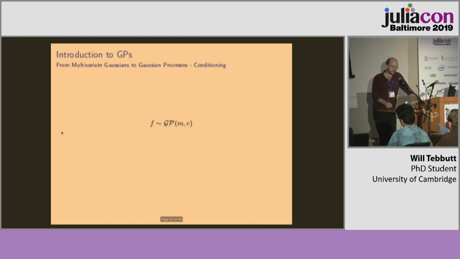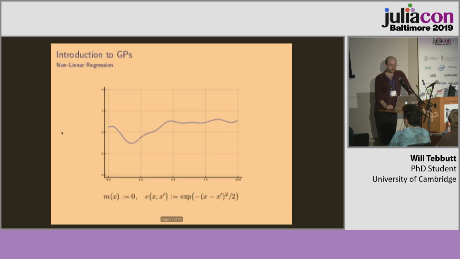And you can do an analogous thing for Gaussian processes. You take your prior Gaussian process F, and you condition on the value of F at some locations X, and then you get a new Gaussian process with some new mean function and new covariance function. And so what this lets us do is nonlinear regression.